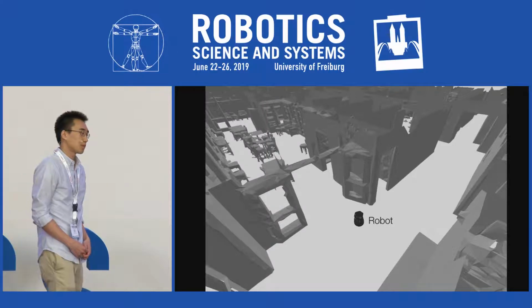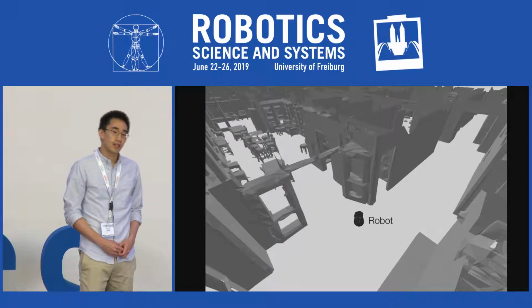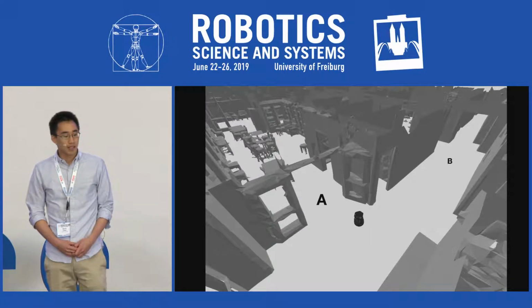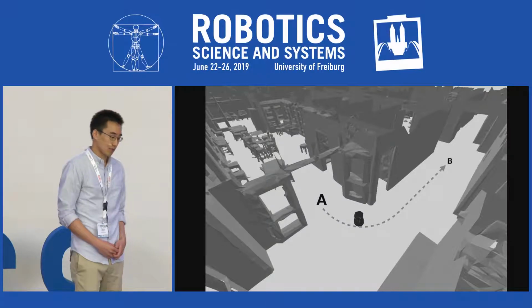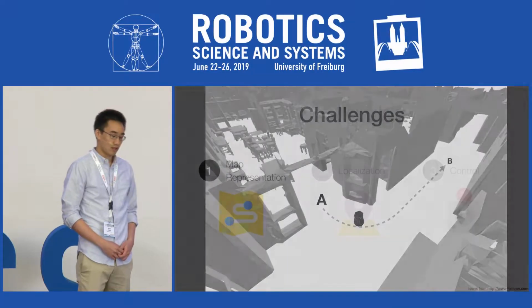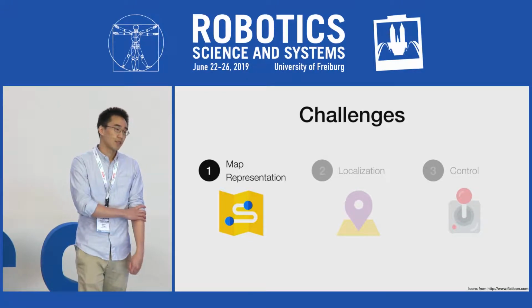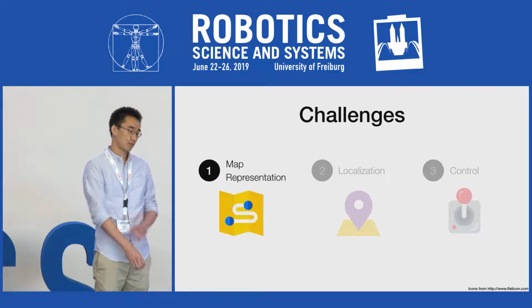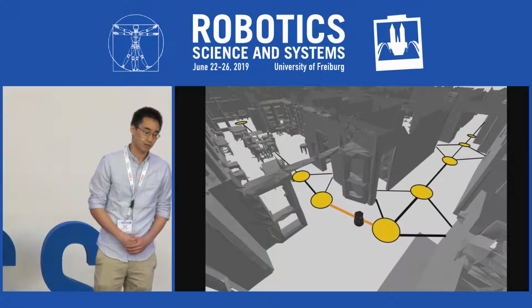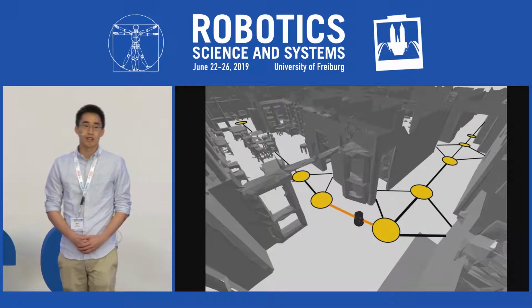Our problem setup is as follows. We have a robot in a cluttered indoor environment navigating from a place A to a place B. In order to navigate without metric information, we need an effective map representation. We encode the topology of the environment as a graph.